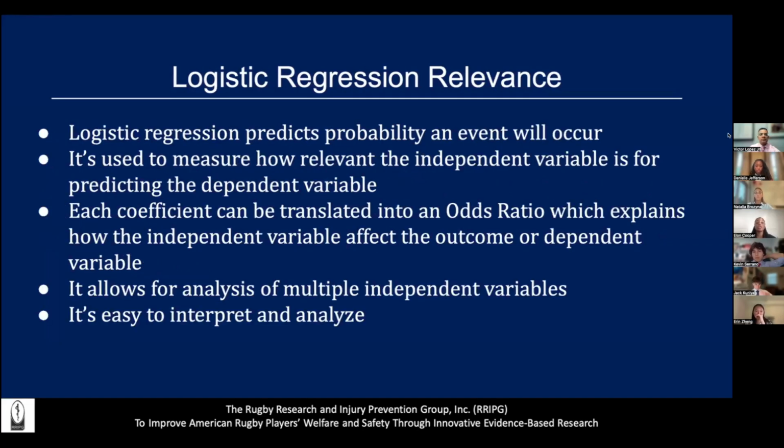Logistic regression is used to measure how relevant the independent variable is for predicting the dependent variable, meaning that if your independent variable is something like smoking, your dependent variable can be lung cancer, and it's going to measure the probability between smoking and getting lung cancer. Each coefficient, which we'll see in the equation that I'll show you in just a moment, can be translated into an odds ratio, which explains how the independent variable affects the outcome or the dependent variable. Logistic regression allows for multiple independent variables, which means that smoking and age might cause lung cancer. Logistic regression is also very easy to interpret and analyze.